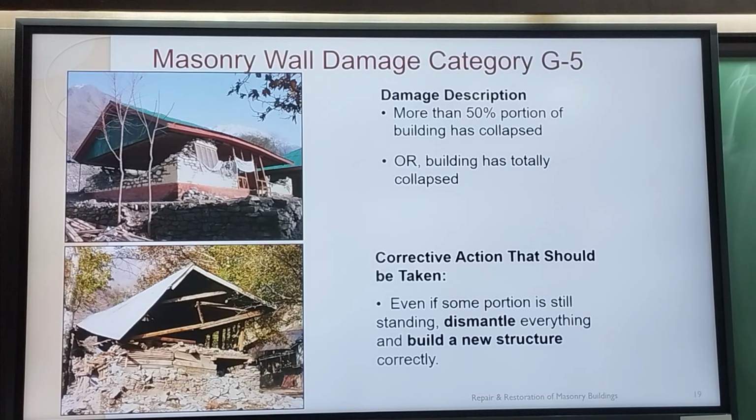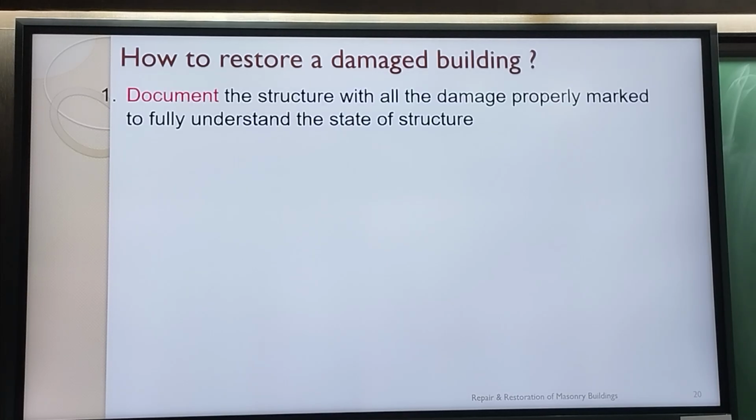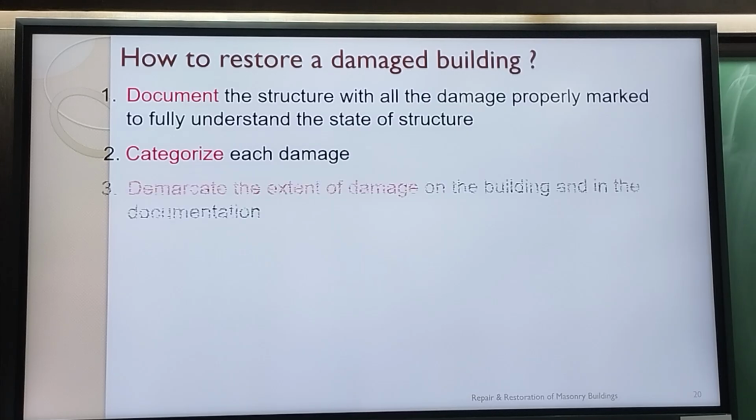Alright. So now, how to restore a damaged building? First of all, you document the damage. You have to mark the damage. So actually you will mark it even on the wall. So whatever damage that's there, whatever cracks that are there, you will highlight them, you will write down whatever grading there is. Okay. You categorize each damage. So whether it's G1 to G4, whatever category it is, you will categorize that. Then demarcate the extent of damage on the building in the documentation.